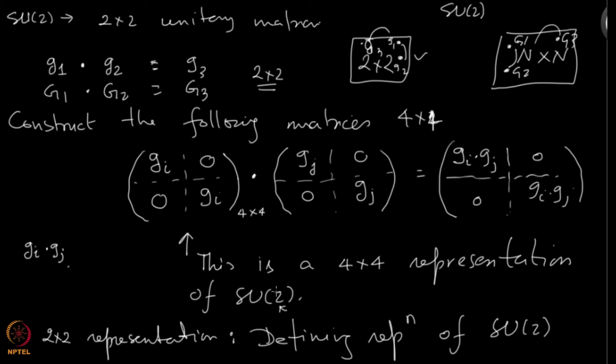So, we call that the 2 cross 2 representation, because now we can have representations of different dimensions. The 2 cross 2 is also a representation, and we call it the defining representation, because that is the representation that you use to define the SU2 group. So, it is called the defining representation of SU2. And that is what I have written here: the 2 cross 2 representation is the defining representation of SU2.